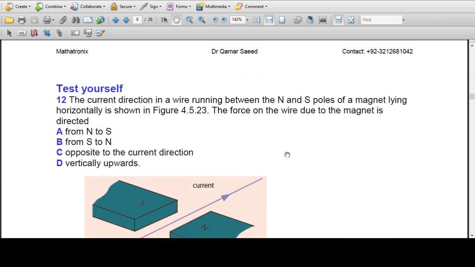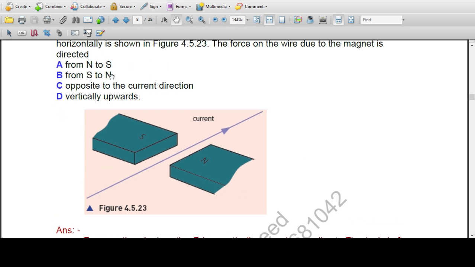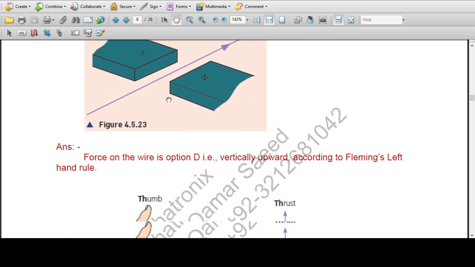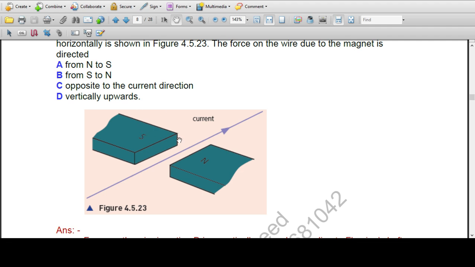Test yourself. The current direction in a wire running between the north and south poles of a magnet laying horizontally is shown in this figure. The force on the wire due to the magnet is directed from north to south, from south to north, opposite to the current direction, or vertically upward. The force on the wire is option D, because it is directed vertically upward.